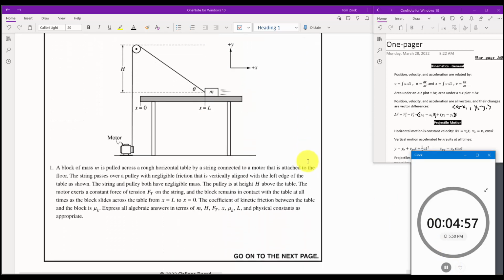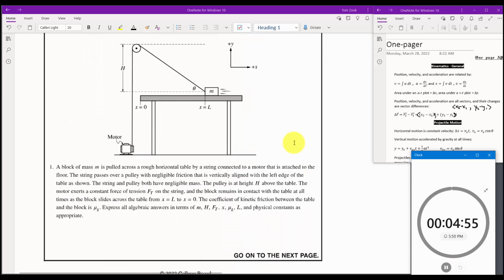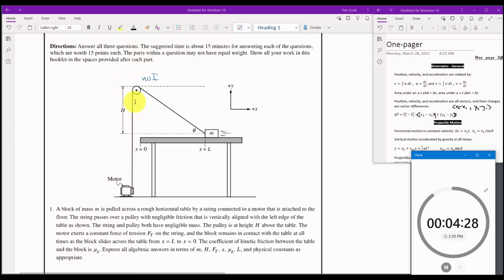All right, so we've got a situation that looks great in terms of complexity here. It says a block of mass M is pulled across a horizontal table by a string connected to a motor that is attached to the floor. The string passes over a pulley with negligible friction that is vertically aligned with the left edge of the table. The string and pulley have negligible mass. Okay, so that means there's no I in this case. Sorry, that's off screen. There's no rotational inertia for that, which is good.